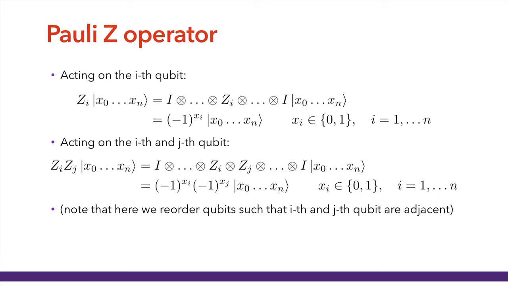Now, if we have two of those, we have Z_i Z_j. This similarly means that everywhere else we have identity, so we tensor product it with identity. The identities go through, but each of the Zs adds a factor of (-1)^(x_i) or (-1)^(x_j) in front. And note here that we reorder the qubits, so Z_i and Z_j are adjacent.